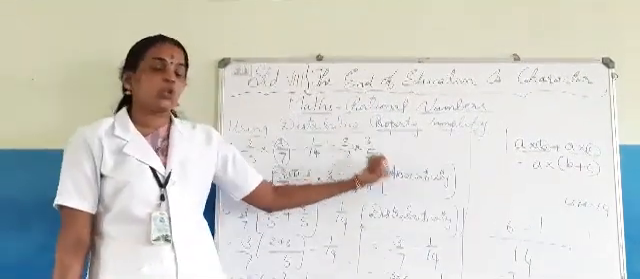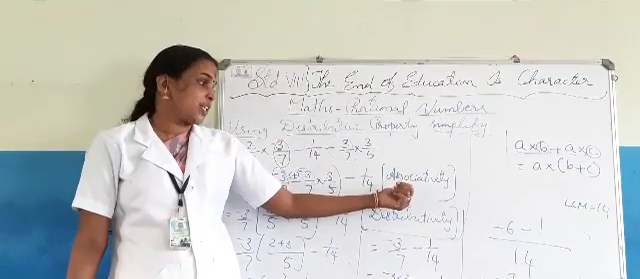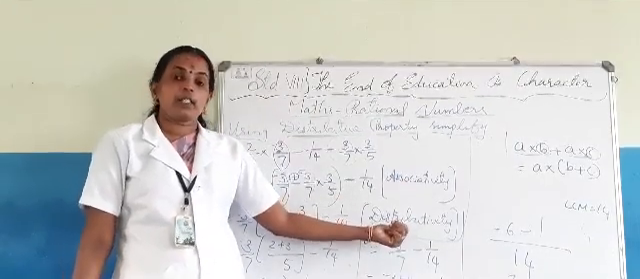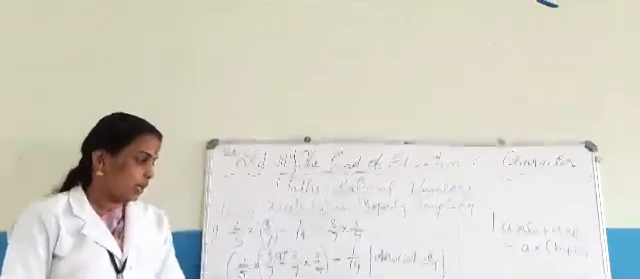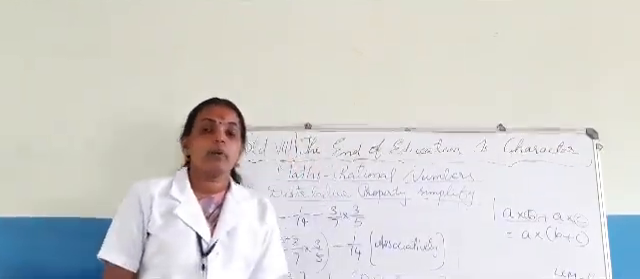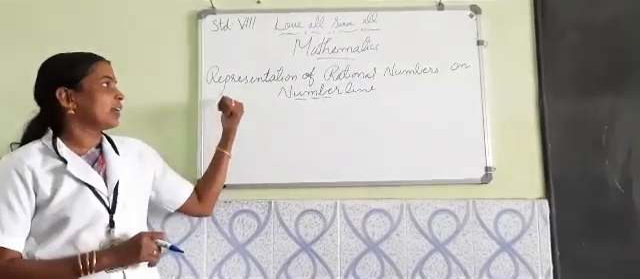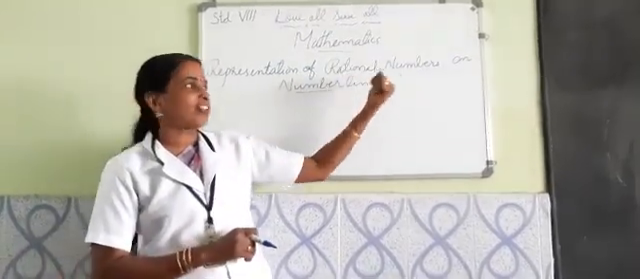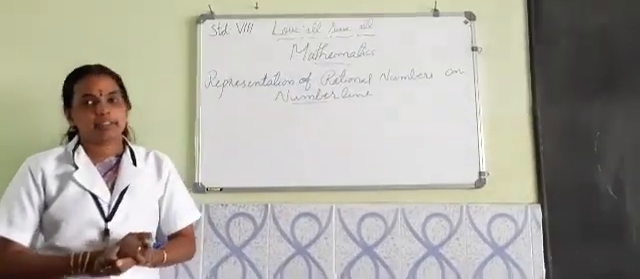Here we applied two properties. One is associativity and another is distributivity. We used and simplified, and we got the answer as negative 1 by 2. Children, our next topic is representation of rational numbers on number line.